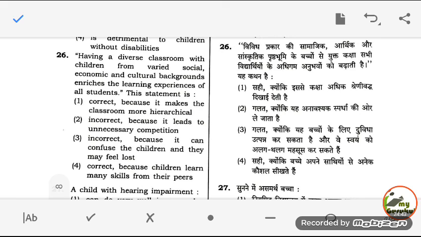Having a diverse classroom with children from varied social, economic, and cultural backgrounds enriches the learning experience of all students. This statement is correct because children learn many skills from their peers.